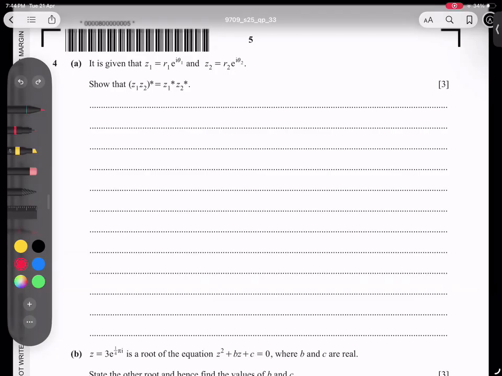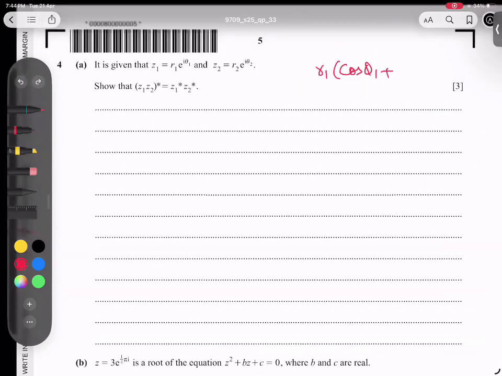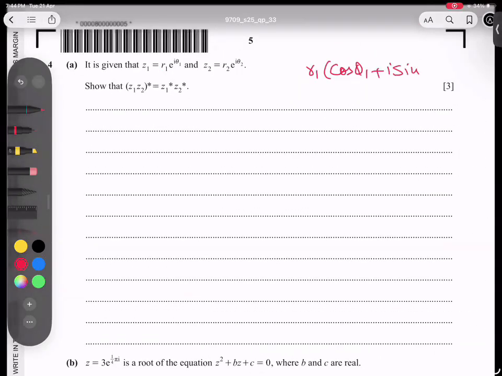If I say that I have R1 cos θ1 plus R2 sine θ1. Sorry, why did I write R2 here? I actually want to write iota sine θ1. So this is the expansion of this form, exponential form converted to Cartesian form. So this is clear. You know the conjugate will change only the sign of this. So basically, if I convert it, the sign of this will be changed only.